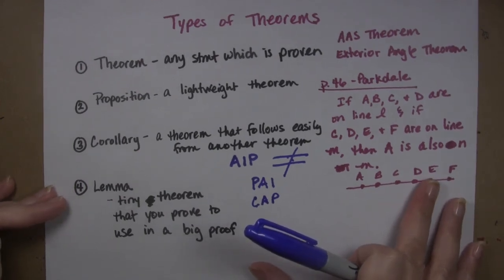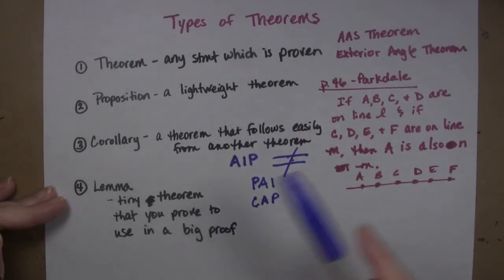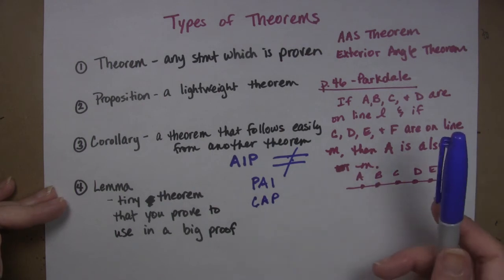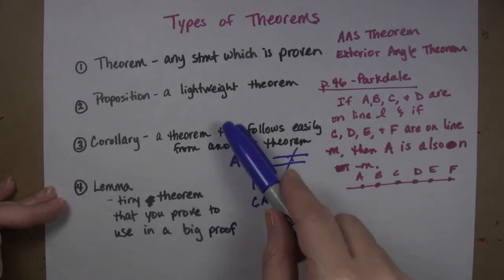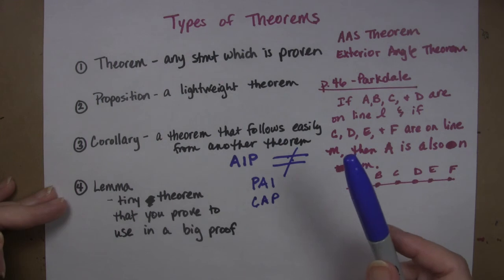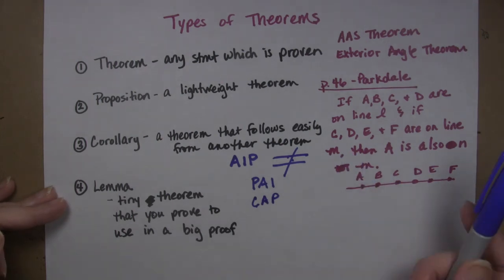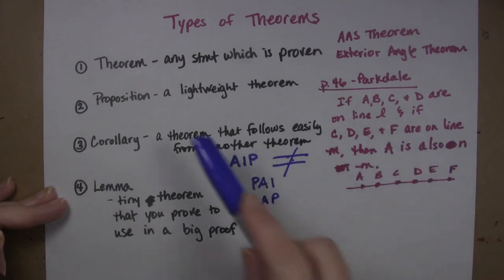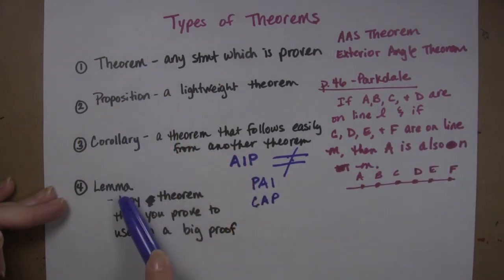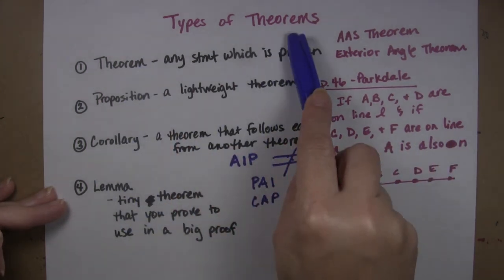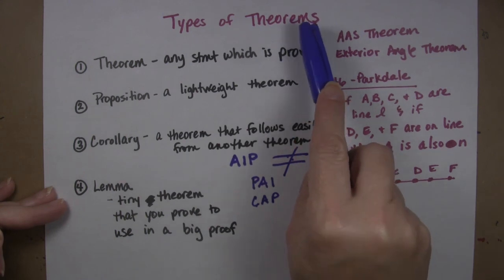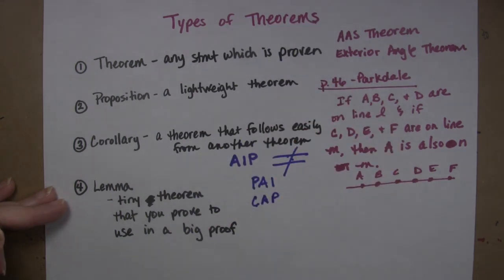Now, if I give you a theorem, do you have to be able to tell me if it's a corollary or a proposition or a lemma? And the answer is no. That would not be important knowledge for you to have in your head. What I want you to have in your head is that these 4 things are all types of theorems. They are all proven statements that you can rely on in upcoming proofs. Okay, that's it. I hope you understand lemmas.